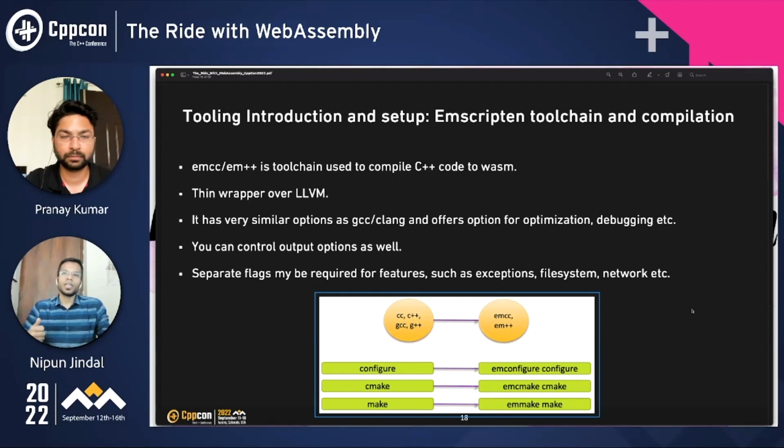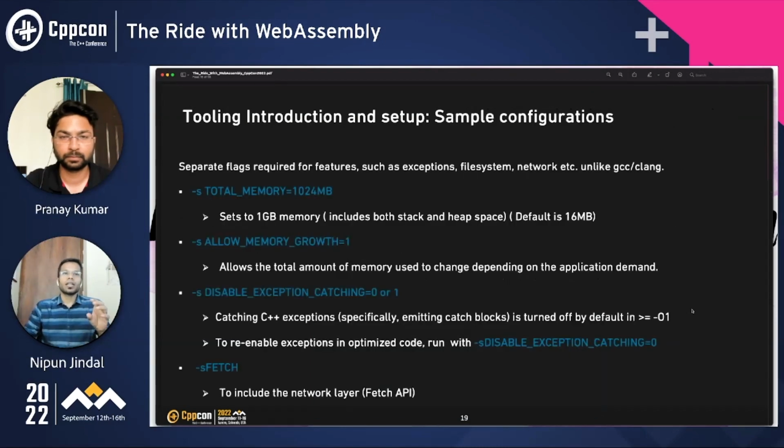One of the things which is different among the two, GCC and Clang versus EMCC, is that while in GCC and Clang you might just have to give the linked libraries or the header include folders, for EMCC, for enabling and disabling features, you also have to give certain feature flags to it. So let's say you want to set the total memory that your WASM can take. You can use the total memory flag with it.